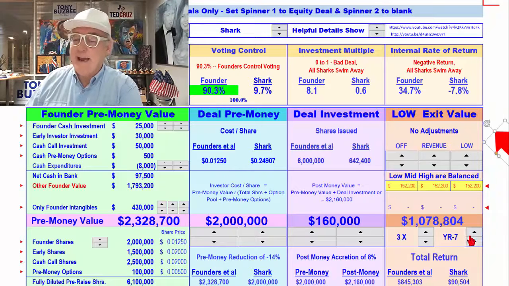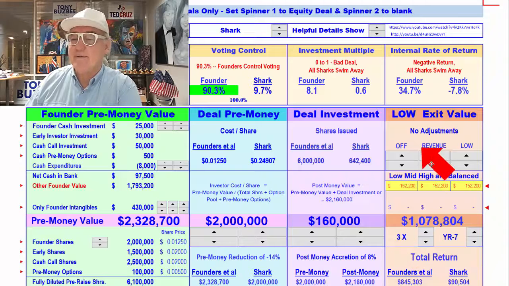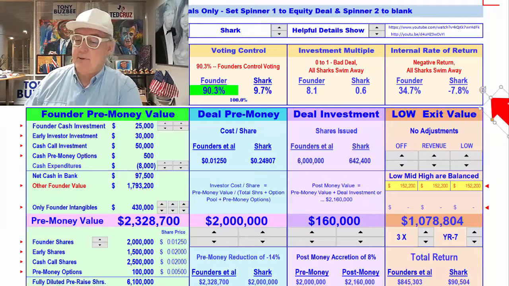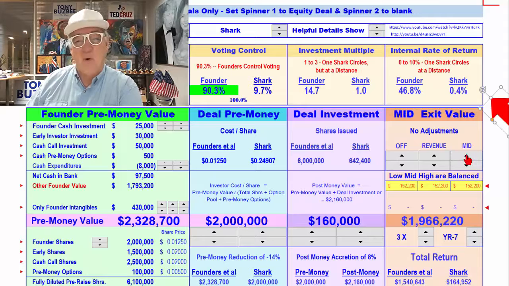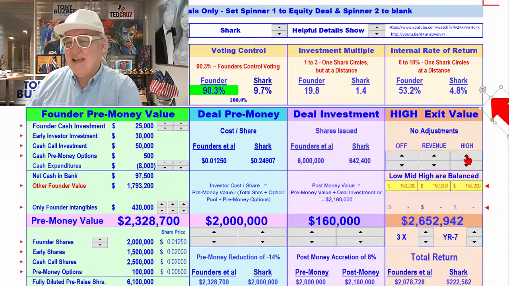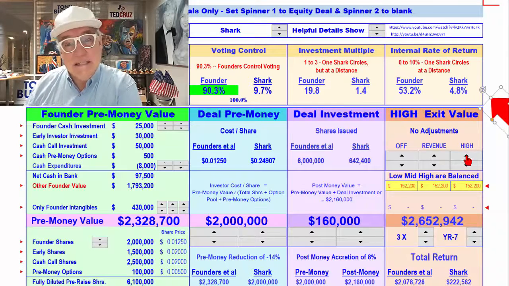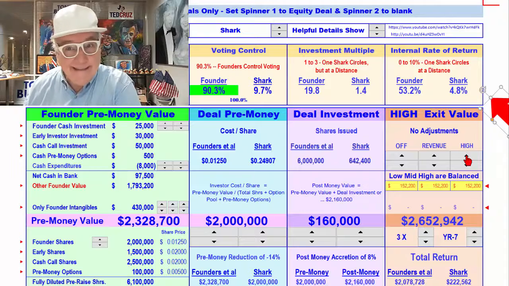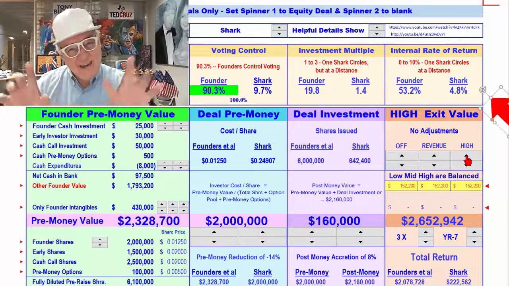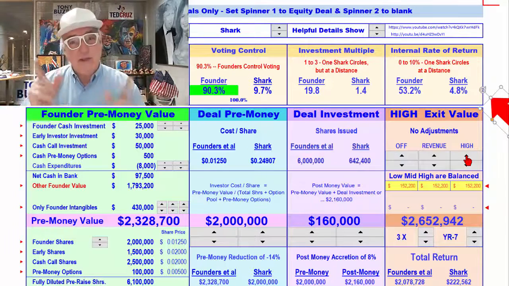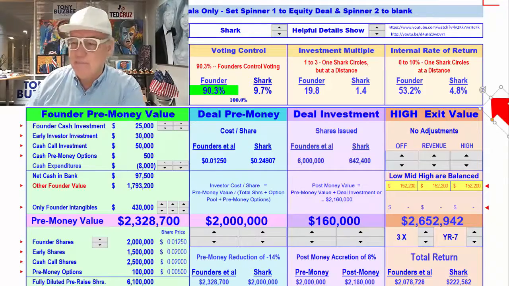So here we have sale in 7 years at 3 times revenue, and I'm going to scroll through. First we have a minus 7.8 for the shark internal rate of return, then we go to the mid, it's 0.4, and then we go to 4.8. This is not exciting, folks. This is not a really good deal, but let's see if we can spice it up a little bit by using dividends.